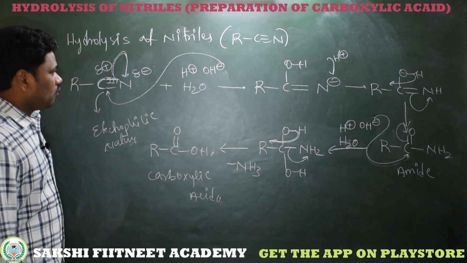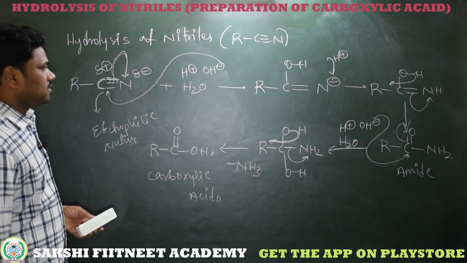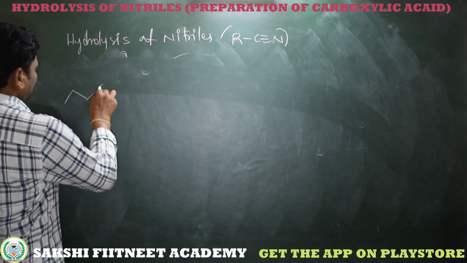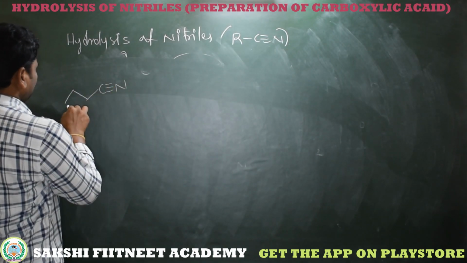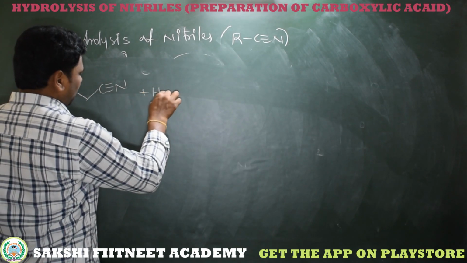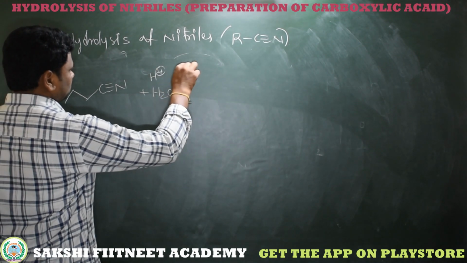So here I hope you understand the mechanism. Now I am taking some examples, then it becomes very easy. Here I am taking a nitrile group, CH3 CH2 CH2 C triple bond N. Again here I am writing a mechanism. It's H plus, OH minus.